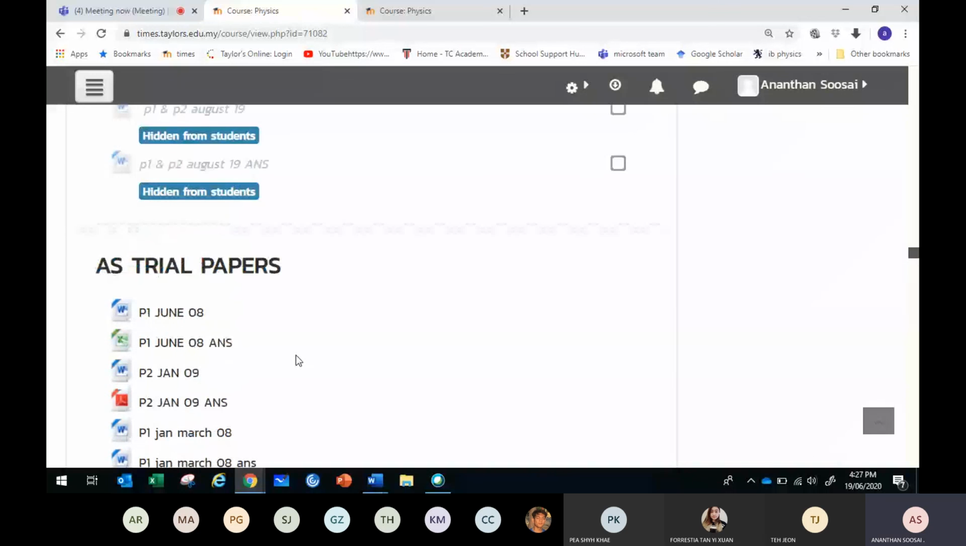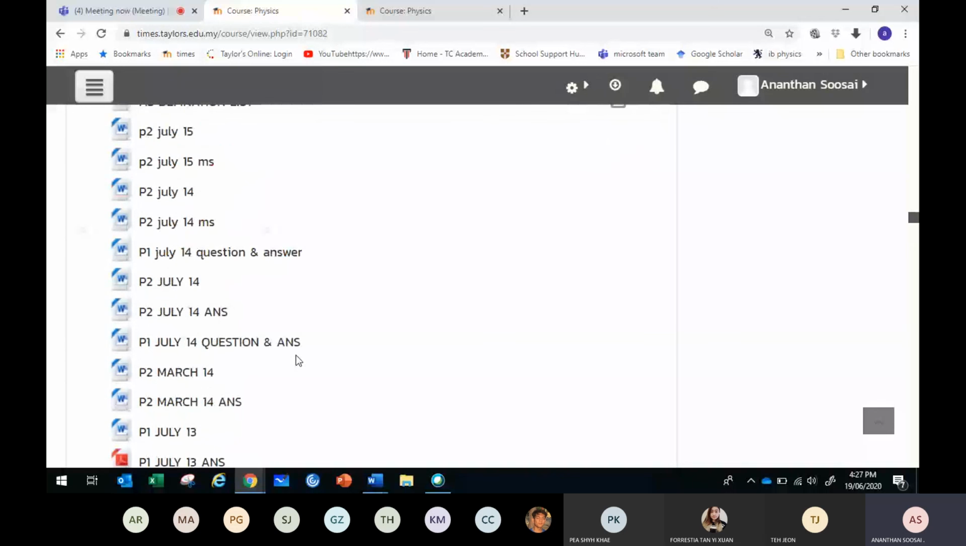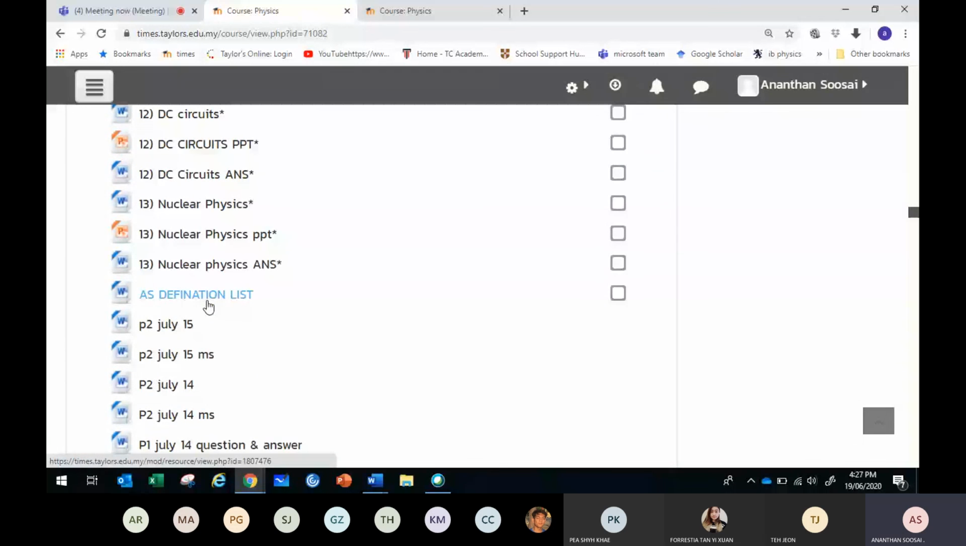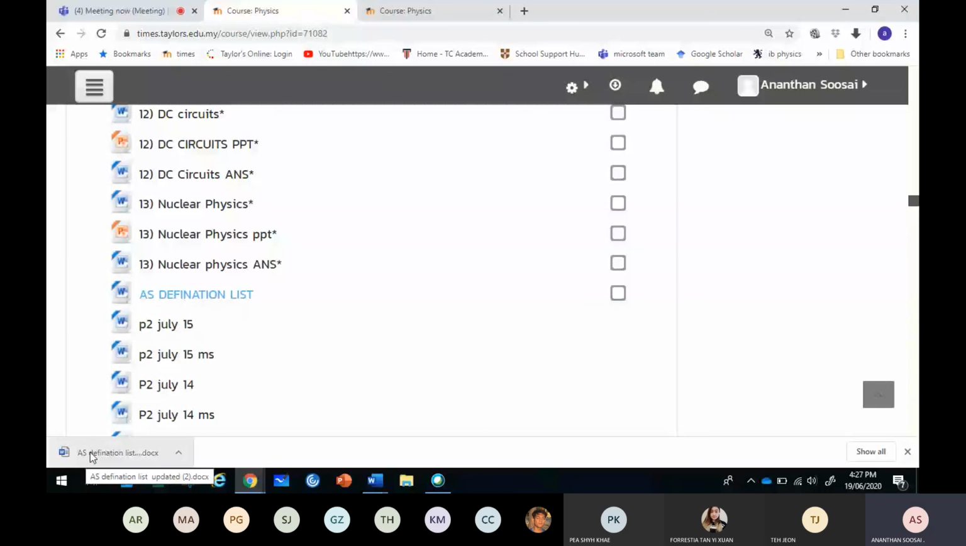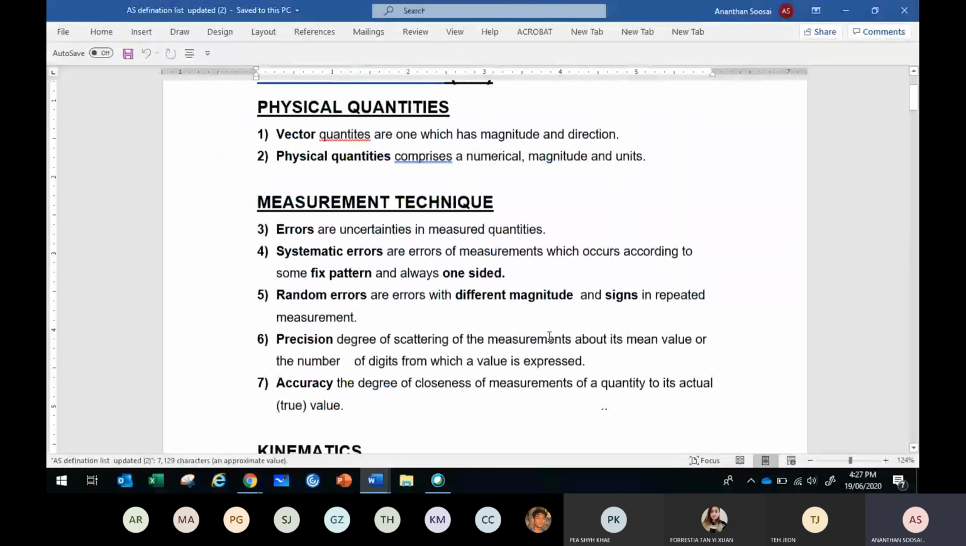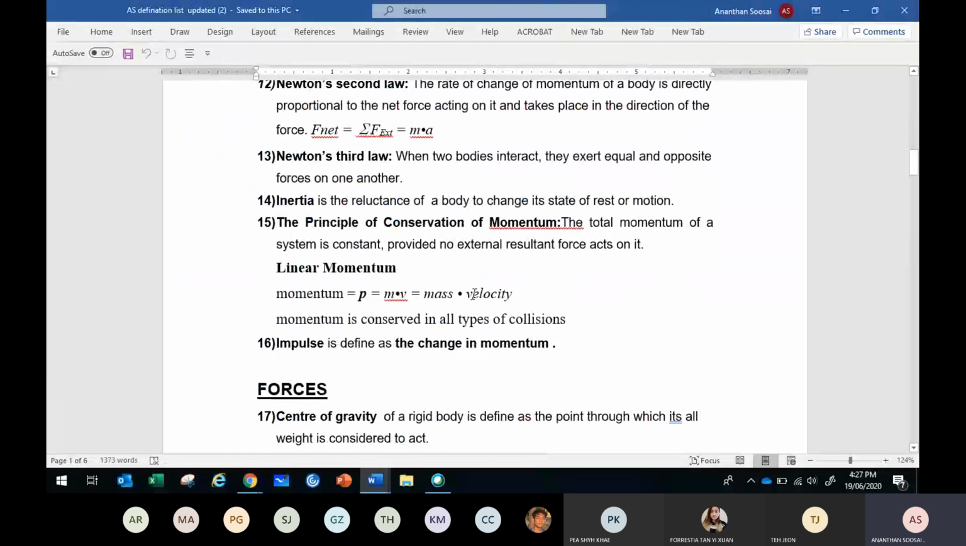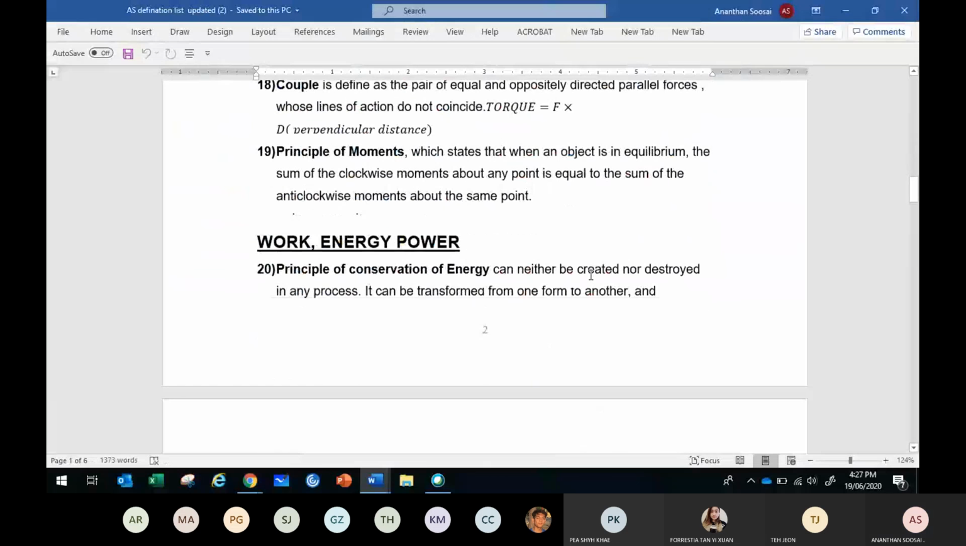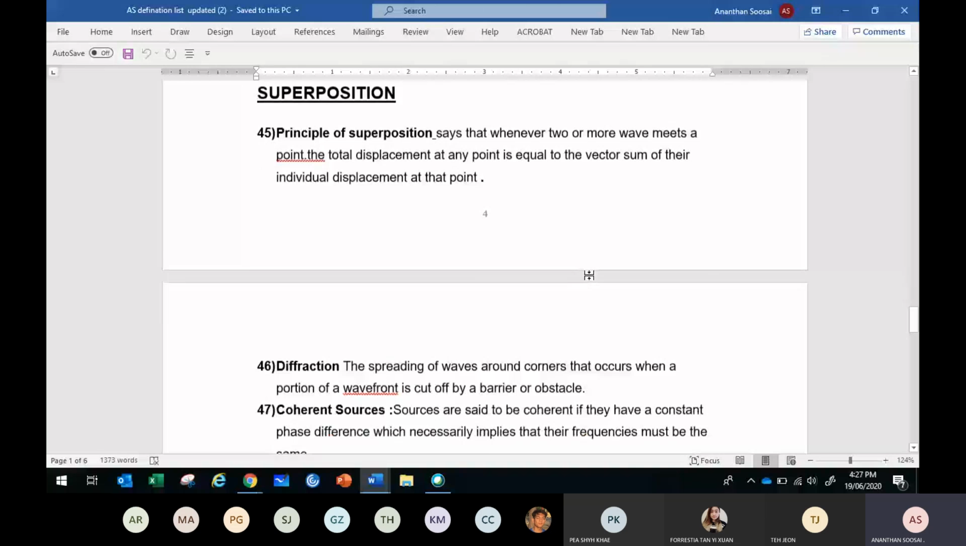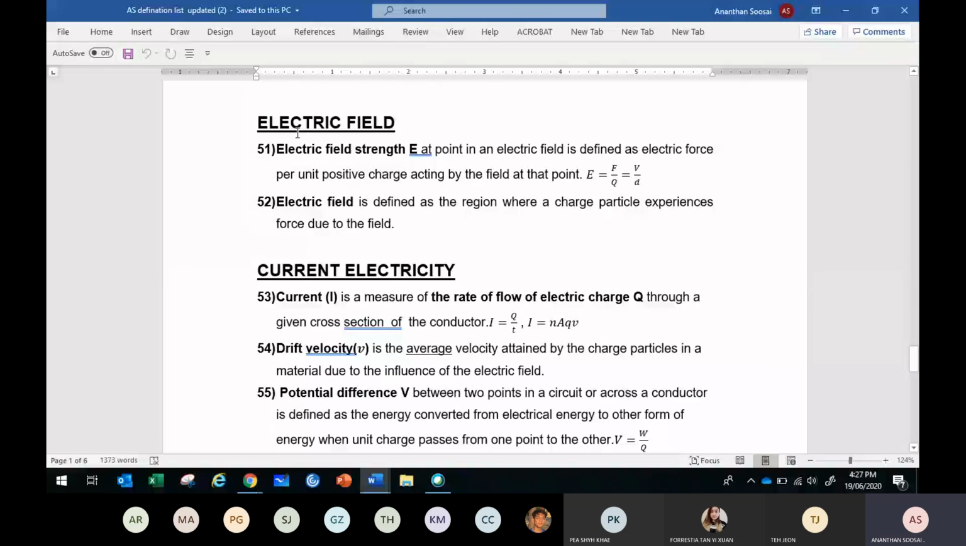Here I posted the AS definition list. You can download this. You have all the definitions here, with all the equations at the side. You need to memorize the definitions, up to topic superposition and electric field. There are 52 definitions for you to remember. Definitions carry around 10 marks of Paper 2. It's your definition marks. Any questions, guys, so far?